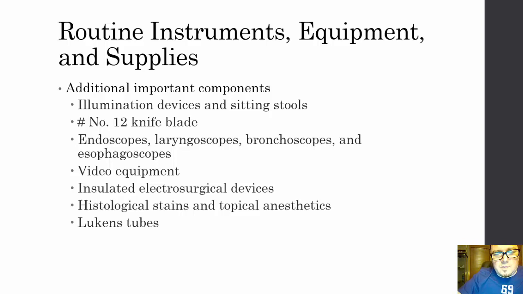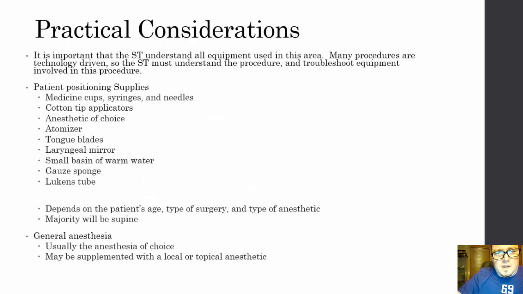Lukens tubes we talked about before, collecting specimens. Glass slides are quite common if the specimens are small. And here's some more supplies and equipment that we may use. Tongue blades are used to help position the tongue out of the way often. Cotton tip applicators are just big long Q-tips, often a wooden stick with a little ball of cotton on the end.